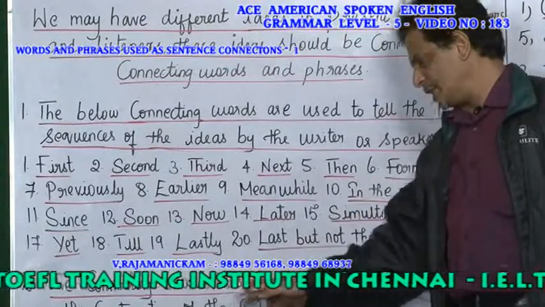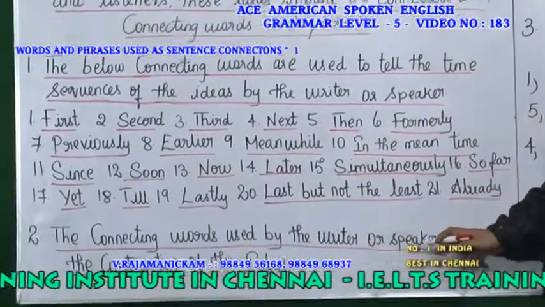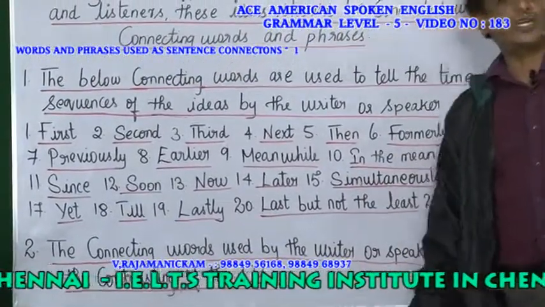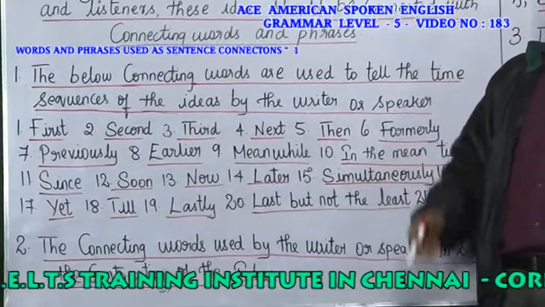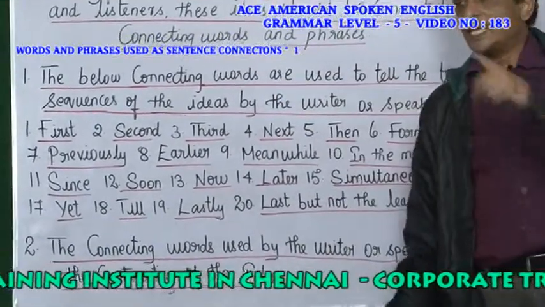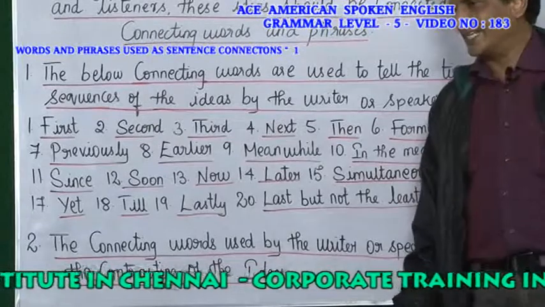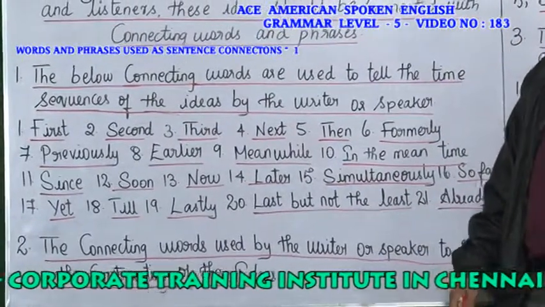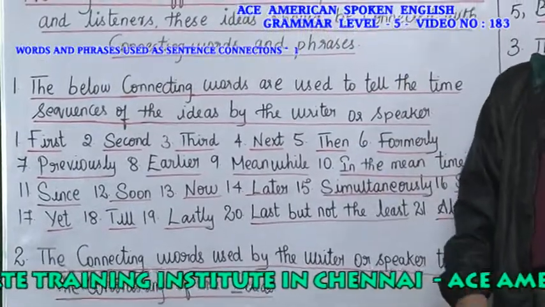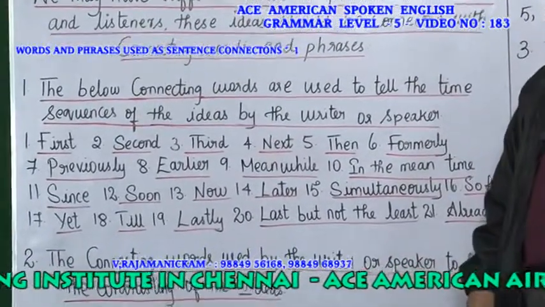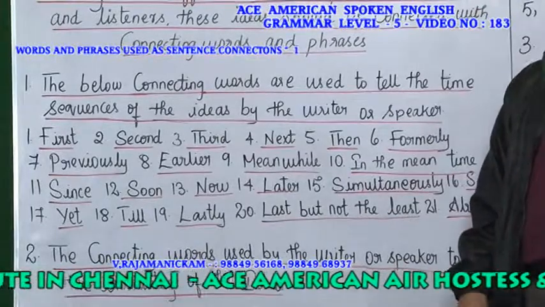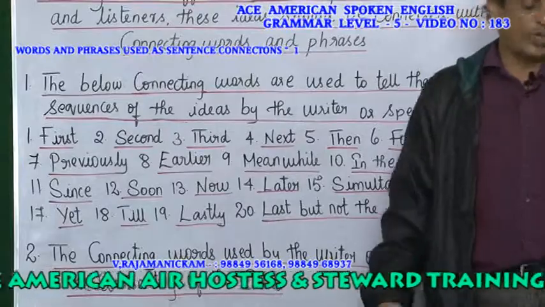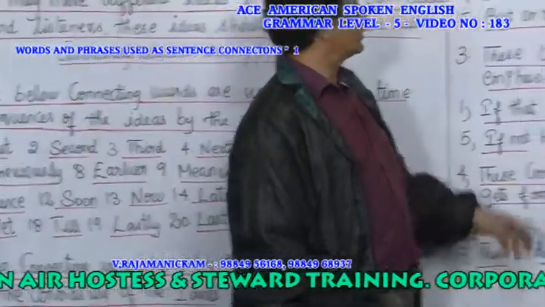Second, the connecting words used by the writer or speaker to show the contrasting of ideas. What do you mean by contrasting of ideas? Opposite. I like coffee, but my sister likes tea. Whereas my sister, I like coffee, whereas my sister likes tea. So whereas is a contrasting word. See, these contrasting words, opposite words, are what you use in your speech.